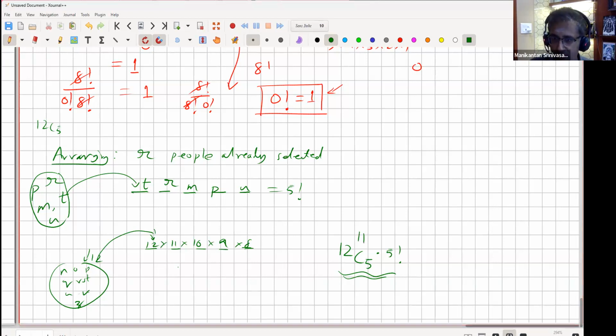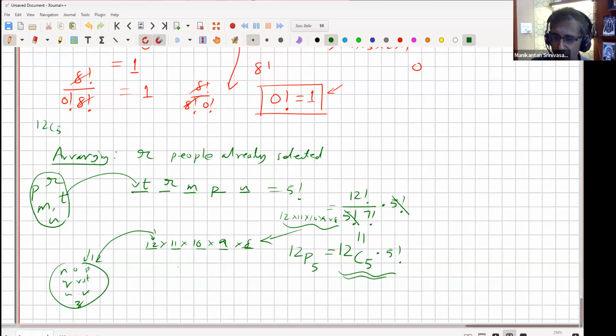Let's check if that's what the formula gives. This is 12 factorial by 5 factorial into 7 factorial. When we multiply by 5 factorial ways of arranging, the 5 factorial gets cancelled off, leaving 12 factorial by 7 factorial. 12 factorial is 12, 11, 10, all the way till 1. So 7, 6, 5, all the way till 1 gets cancelled, leaving just 12, 11, 10, 9, 8. So we have arrived at the same thing, right? 12 choose 5 into 5 factorial is nothing but a product starting from 12 for 5 numbers. This is also notated as 12P5.